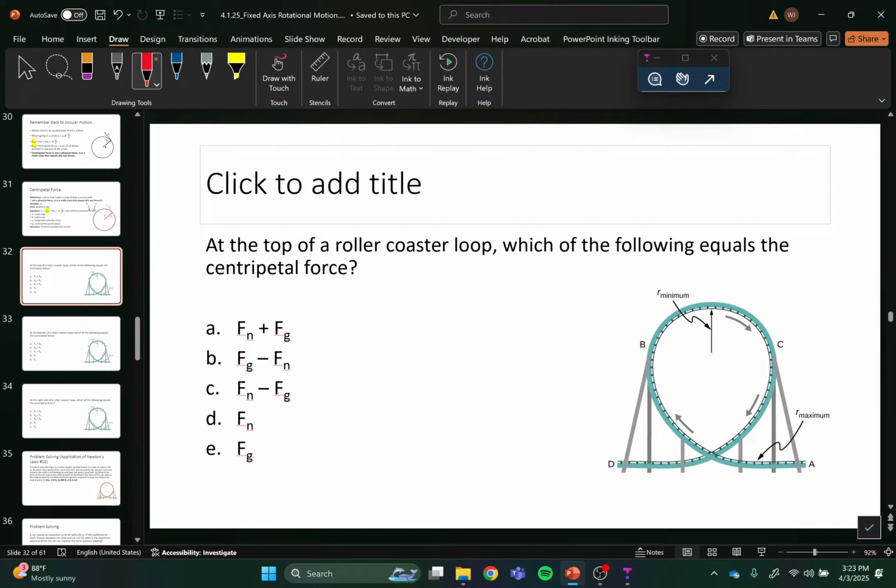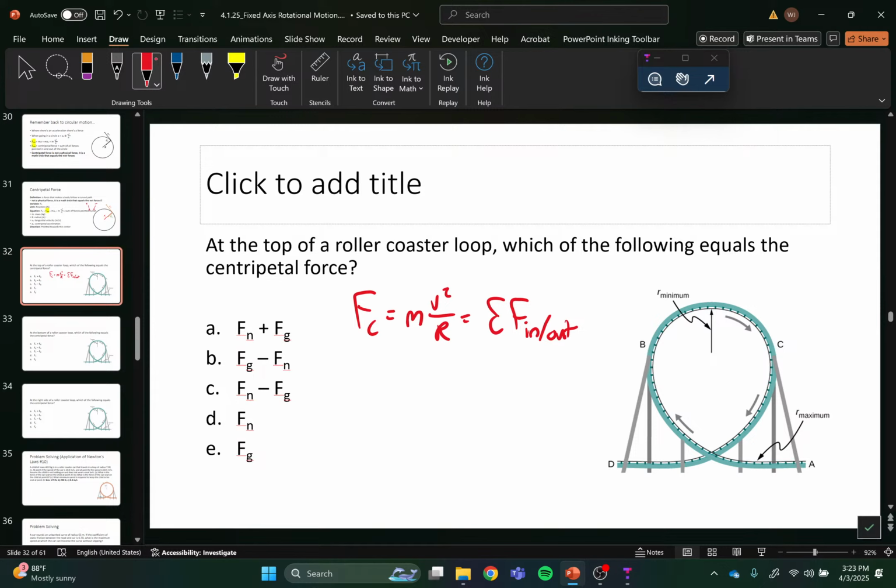All right. So let's practice building this equation. Here I have a roller coaster going in a loop. And it says at the top of the roller coaster loop, what equals the centripetal force? So, centripetal force, that's mv squared over r. Remember, that equals the sum of forces pointed inwards and outwards. We only care about the ones that either point towards the center or away from the center.